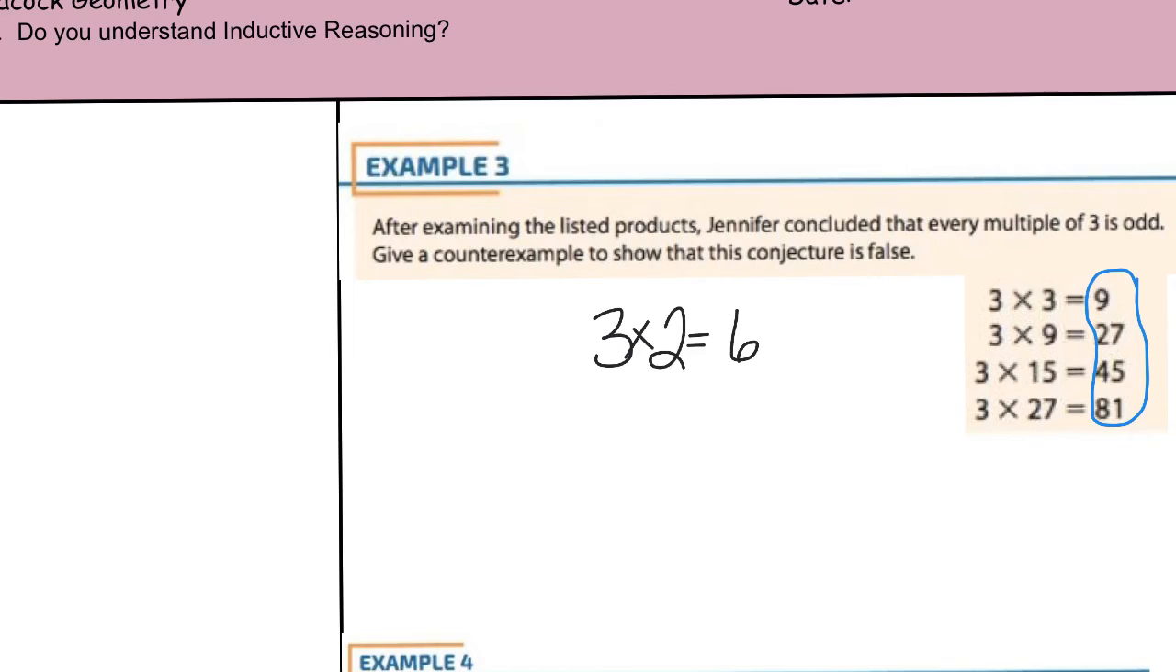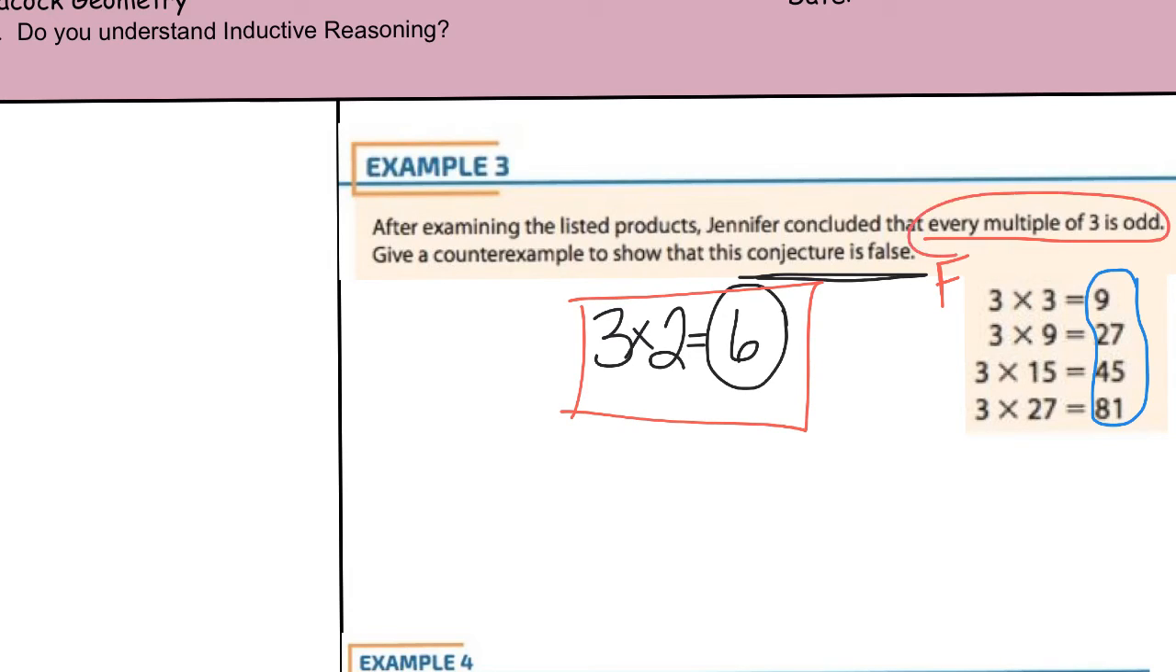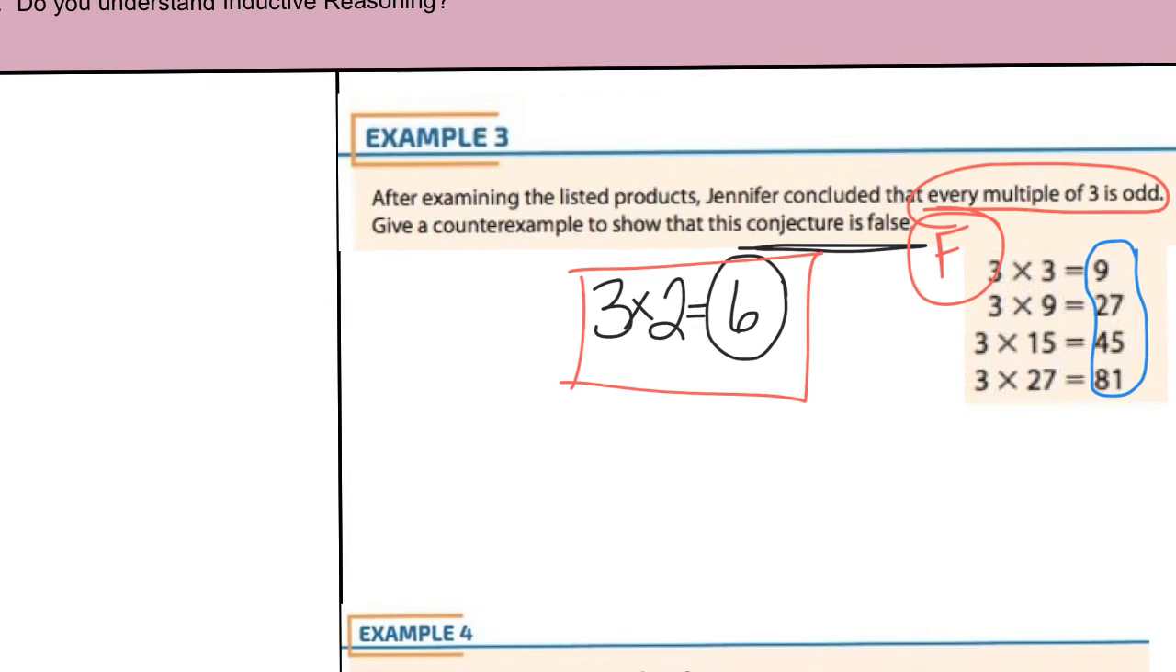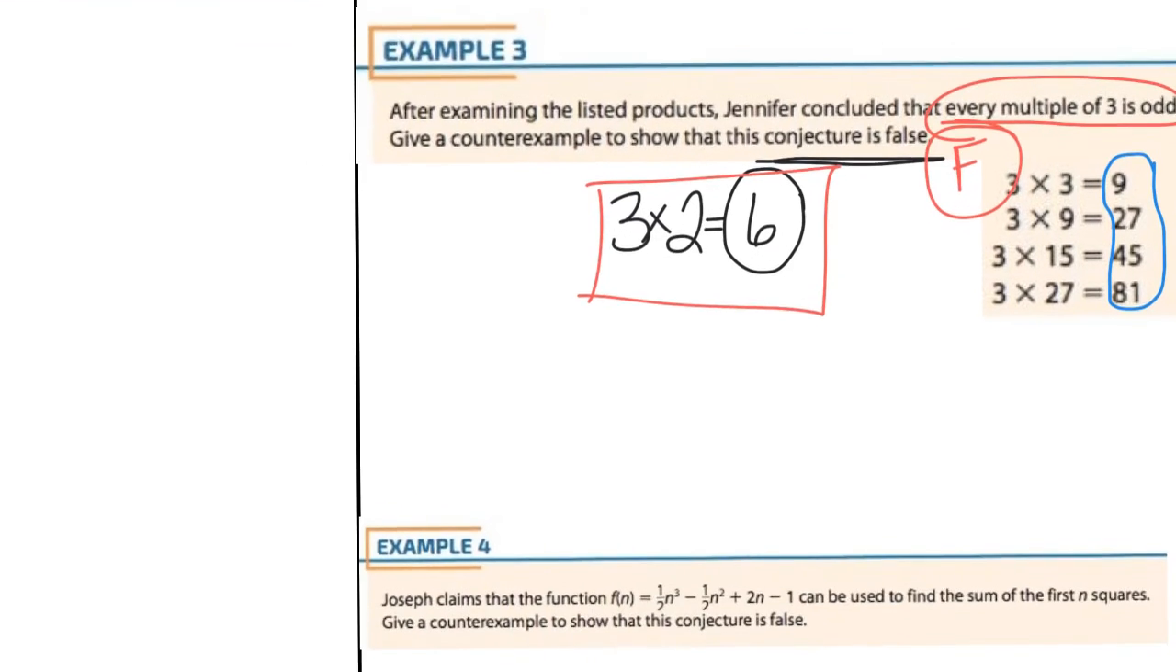3 times 2 is 6. 6 is even. There's your counterexample. So your conjecture, which says every multiple of 3 is odd, is big, fat, false. Okay? So this proved her conjecture false. All right? You could give another: 3 times 4, right? It's 12. 3 times 8, 24. So we could talk more about that, but we'll just move on. We'll let Jennifer figure that out for another date.